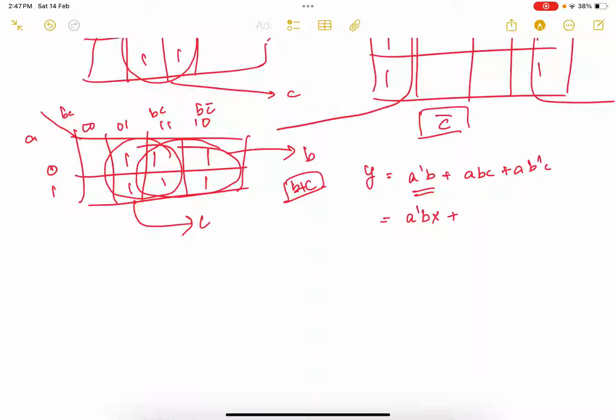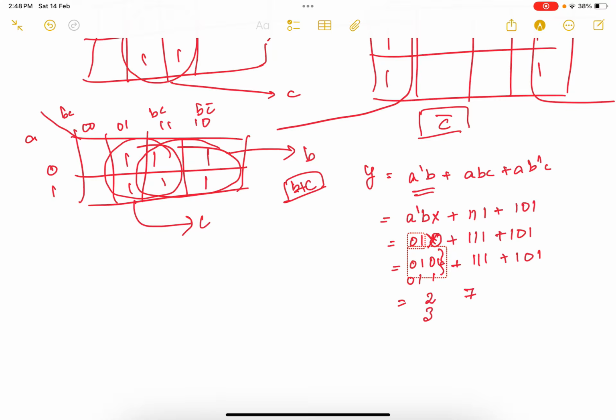This is nothing but 1 1 1 and this is nothing but 1 0 1. This X can be either 0 or 1. So I can replace this X with either 0 or 1. Here I will get 1 1 1 and this is 1 0 1. So 0 means it is cell 2, 1 means it is cell 3.